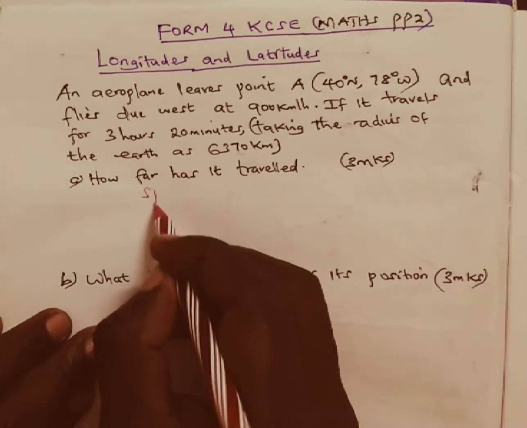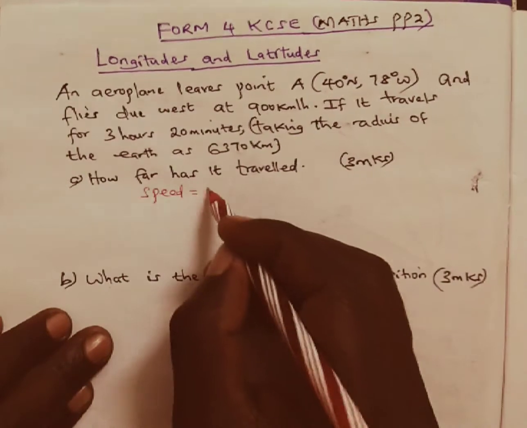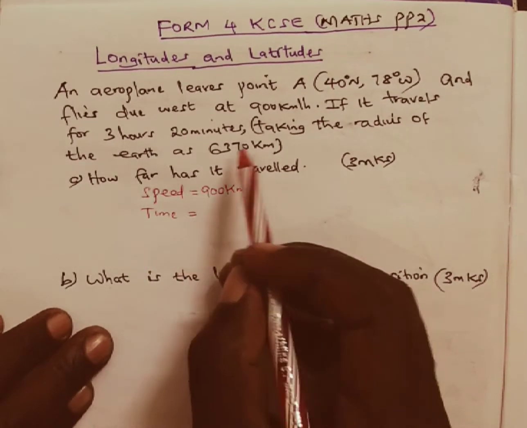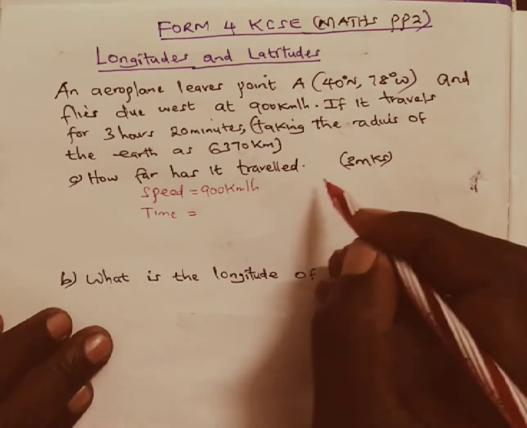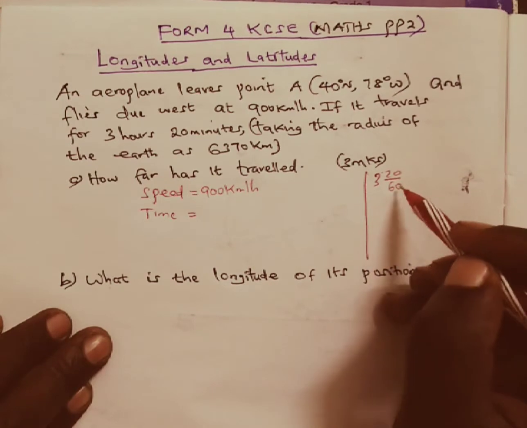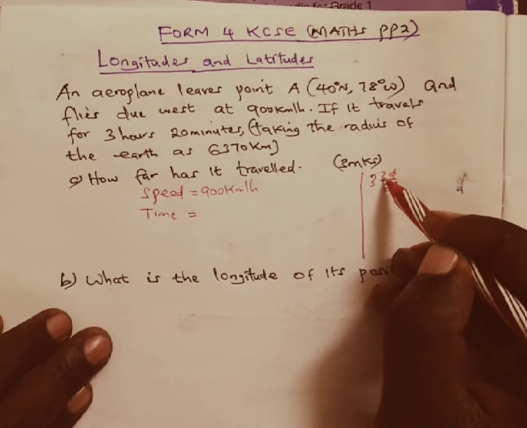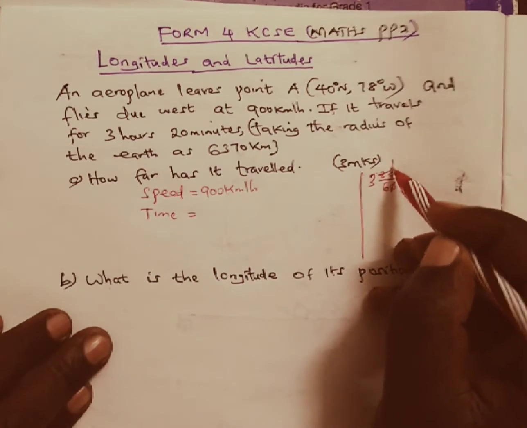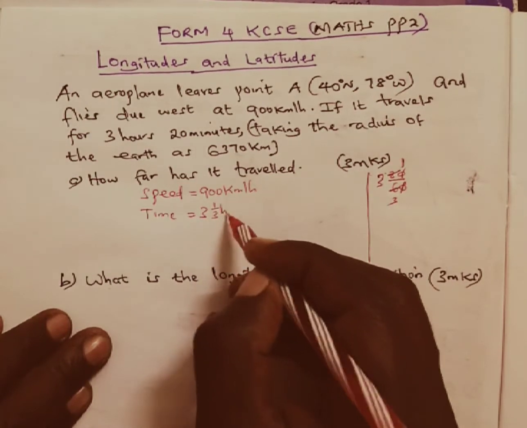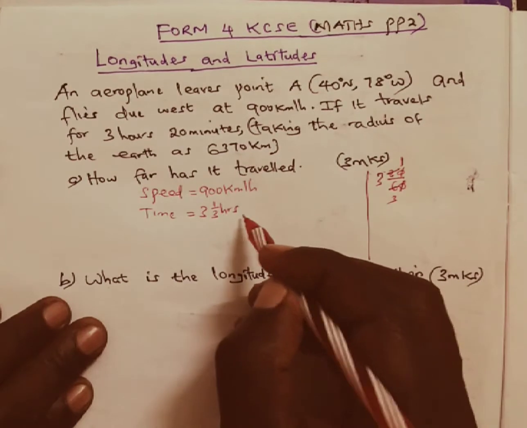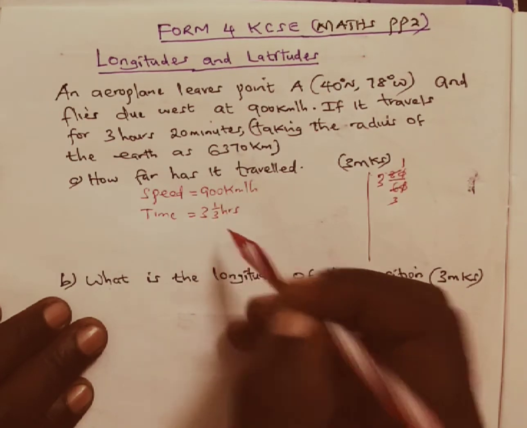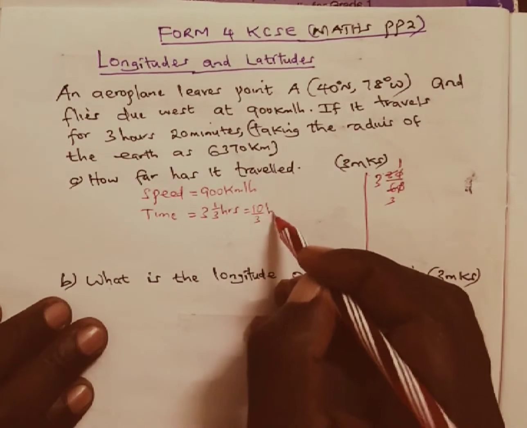We have been given the speed of the aircraft, which is 900 kilometers per hour. We have also been given the time, 3 hours 20 minutes. 3 hours 20 minutes is 3 hours plus 20 out of 60 hours. 0 and 0 go, so we remain with 2 over 6. 2 goes into itself once and into 6 three times. So time is 3 and a third hours. As an improper fraction, it is 3 times 3, which is 9, plus 1 gives us 10, which is 10 over 3 hours.